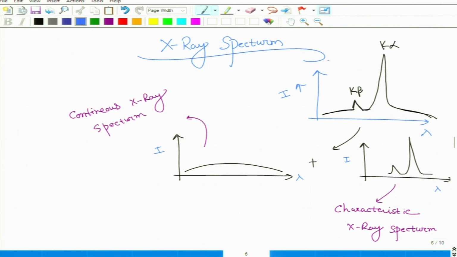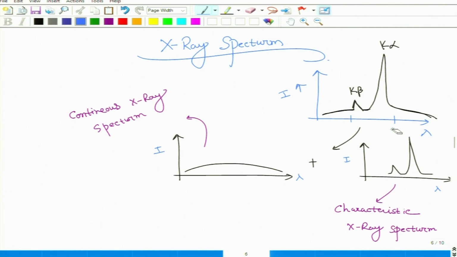This is for molybdenum, right? These peaks, K alpha and K beta, depend on which metal you are taking. But the continuous spectrum is independent of the nature of the metal. These peaks for molybdenum are obtained around 60 or 70 picometer. Picometer means 10 to the power minus 12 meter.